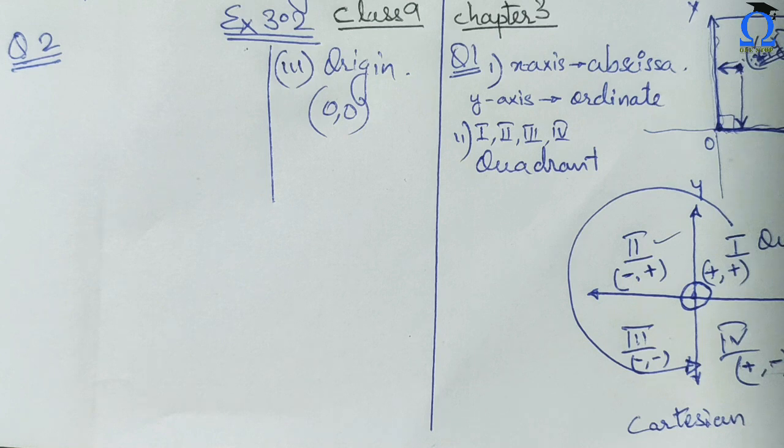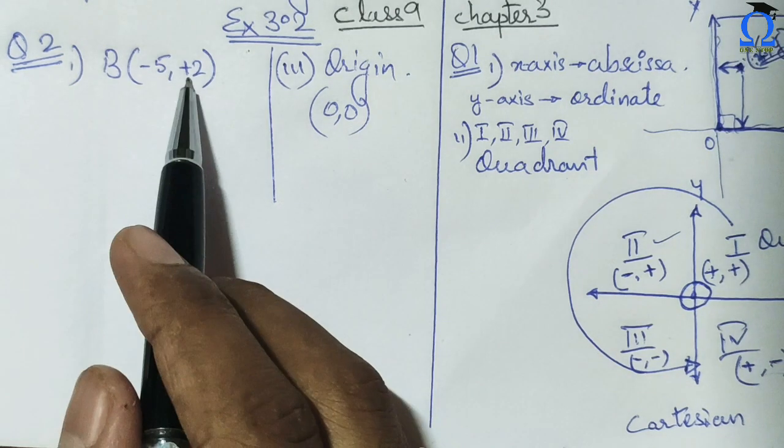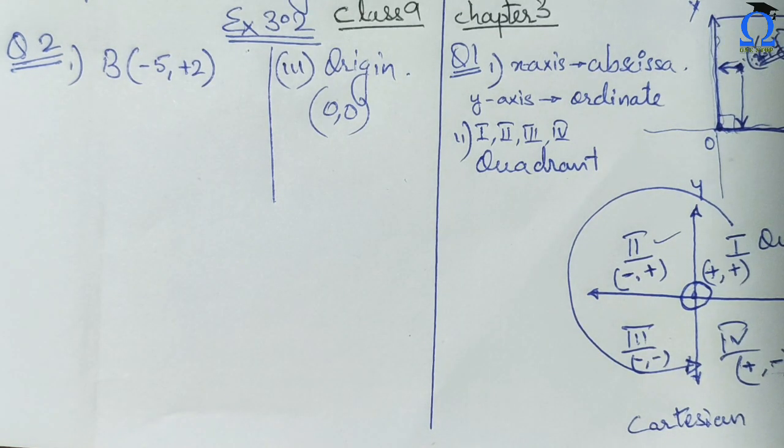Okay, so they are asking about the coordinates of point B. So what is the coordinate of point B? -5, 2. The plus sign is not required to write. I'm just showing you here. Okay, so the coordinate of B is (-5, 2). Can anyone tell me what is the quadrant of this point B?